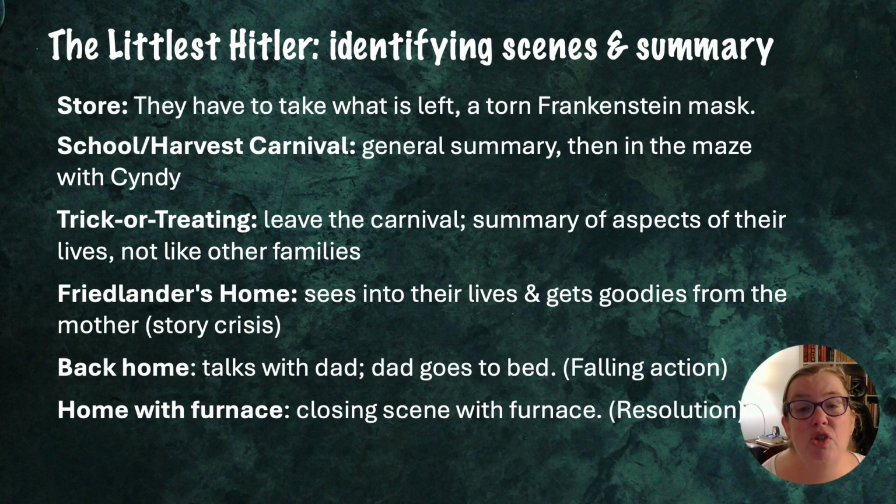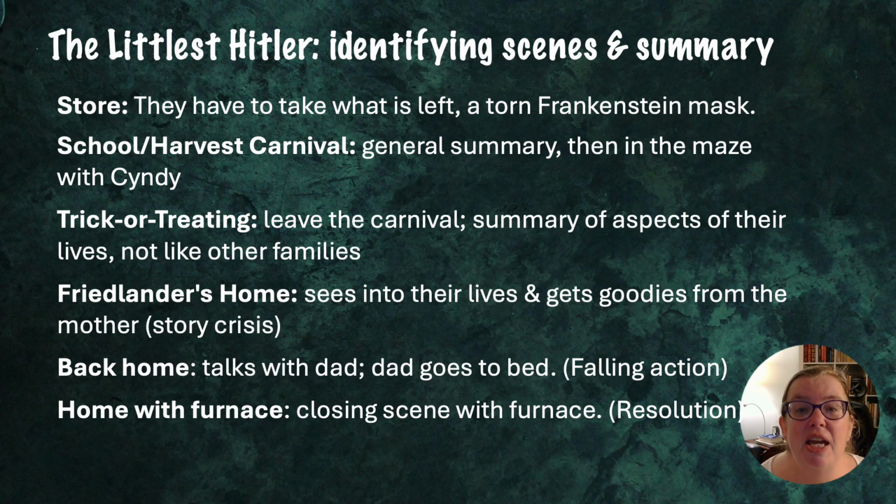The next scene is at the store. The scene is different from the truck because we changed places. They have to take what is left, and Davy is disappointed to get a torn Frankenstein mask, and he and his father have a few sharp words. The next scene is at the school at the Harvest Carnival. The scene does start with a general summary, but further down the page, Davy ends up in the maze with Cindy, an older girl that he's a bit attracted to, and of course, that goes awry as well. Kid's just not having a good day.